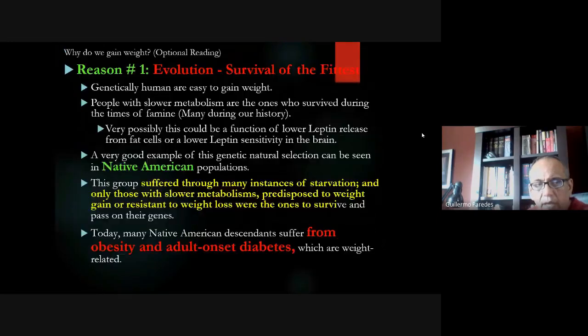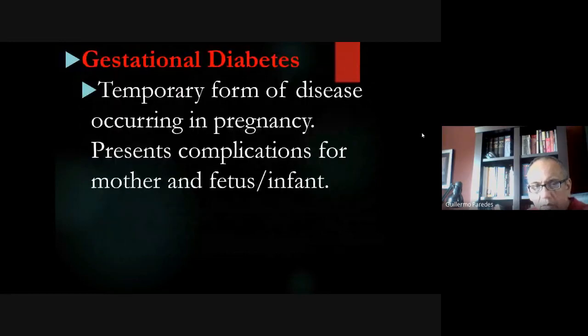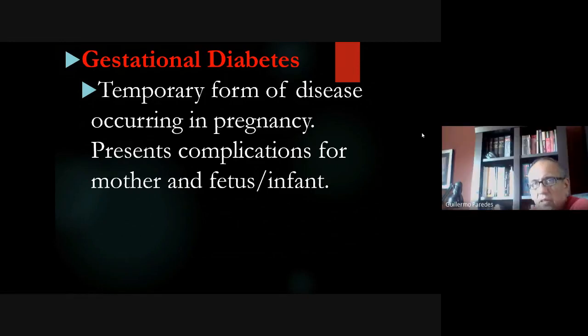So diabetes mellitus, I will tell you a few more things here. Diabetes mellitus type 1 is caused by an autoimmune disorder. The pancreas, as you know, has a double function. It's a mixed organ, right? Yes. The pancreas is endocrine and exocrine.